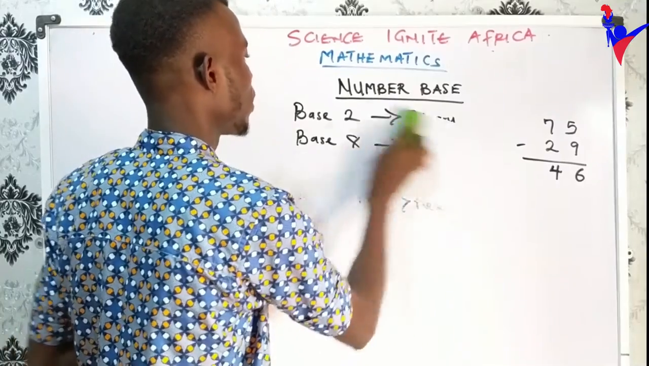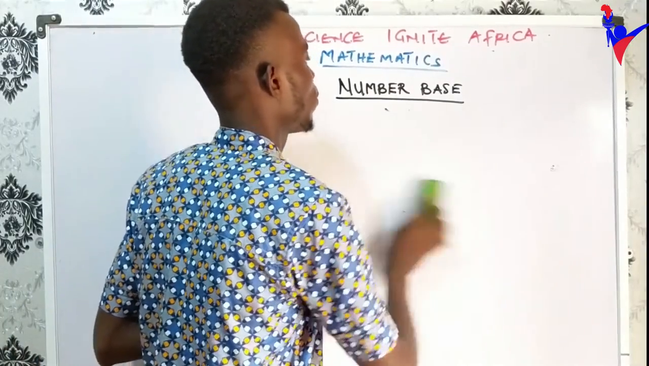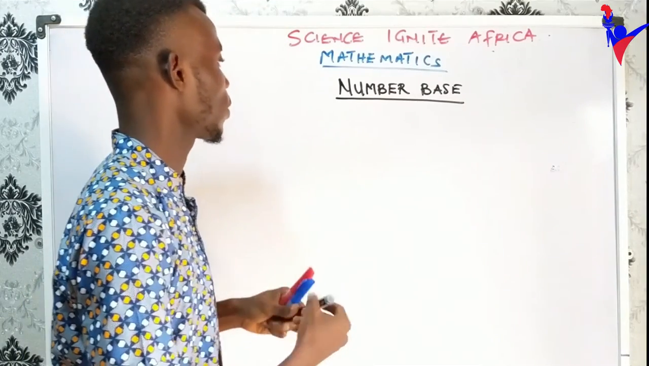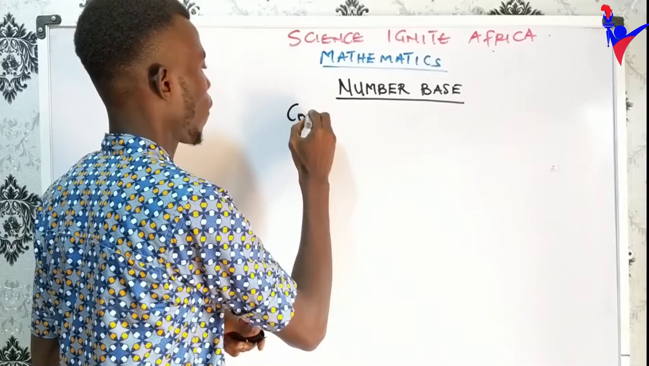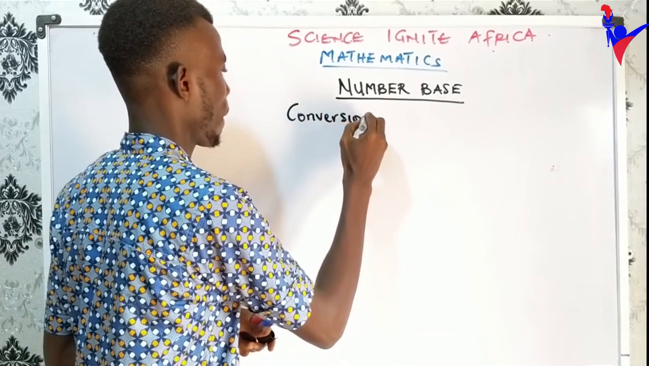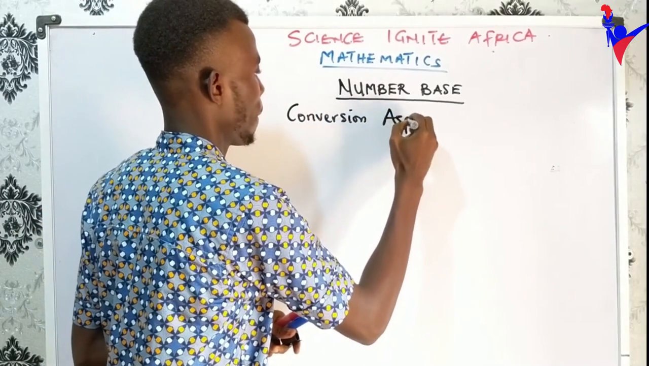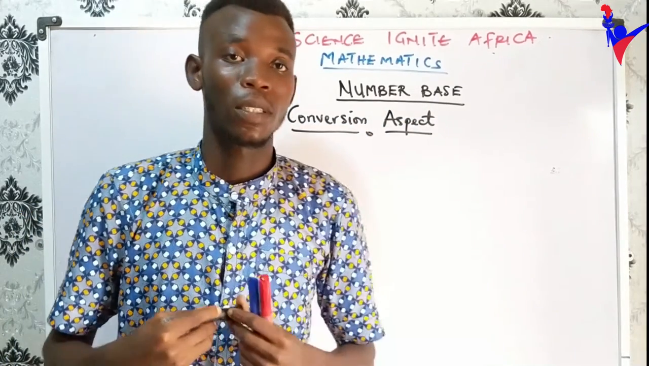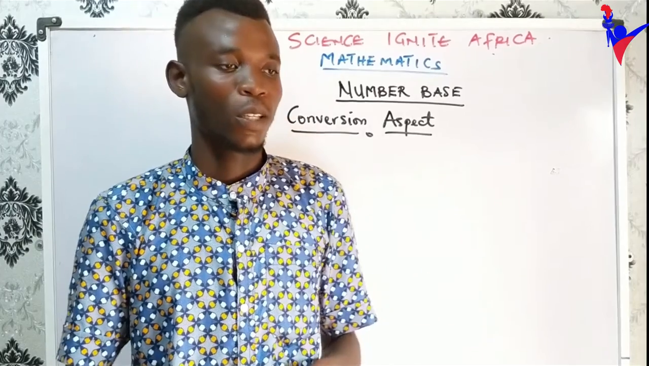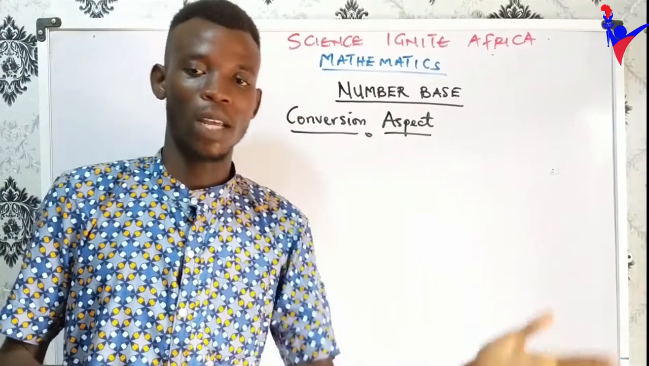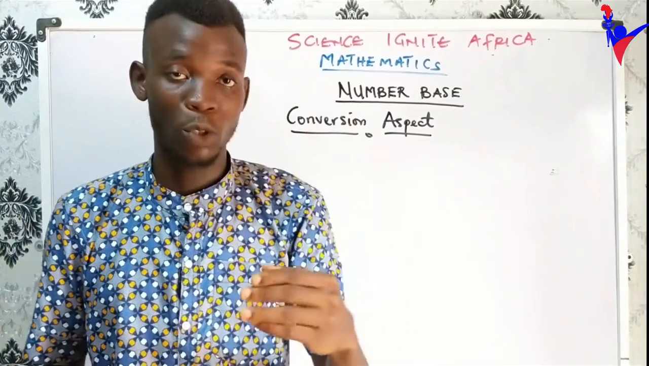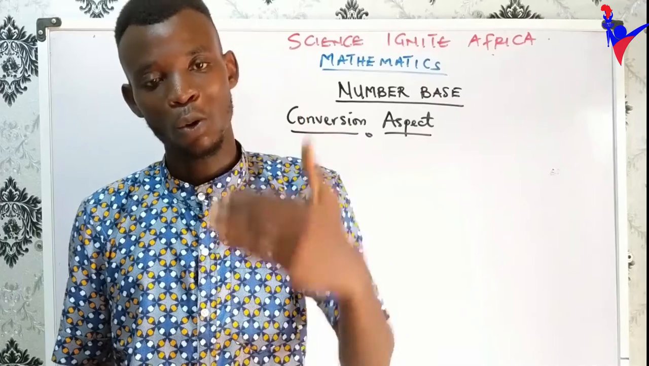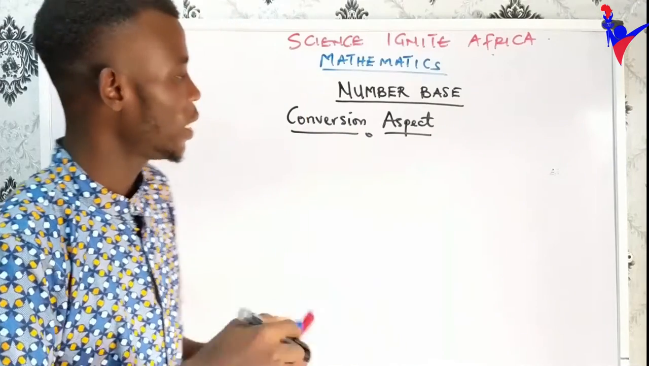So when it comes to this, let's start with the first aspect of number base, which is the conversion aspect. When it comes to the conversion aspect, there are many things involved here. Sometimes you convert from base 10 to another base, and we convert from another base to base 10. So it's either you are converting from base 10 to another base, or you convert from another base to base 10. Let's have this now.